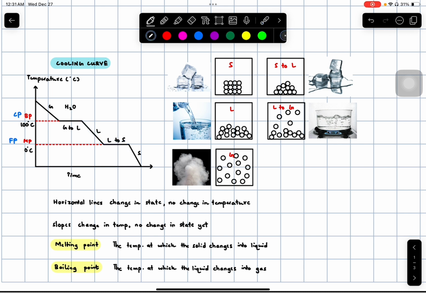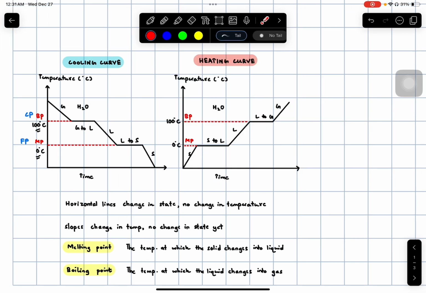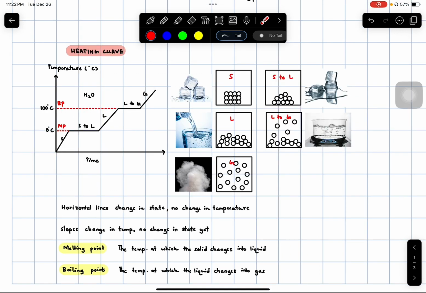The melting point and the freezing point of water would always be 0 degrees Celsius, and the boiling point or the condensation point will be 100 degrees Celsius. Comparing the heating curve and the cooling curve, you would see that the gas will have the highest energy, liquids will have a lower energy than gas, but a higher energy than solids, and solids will have the lowest energy. The melting point and boiling point are commonly asked terminologies in exams, so make sure that you learn them.